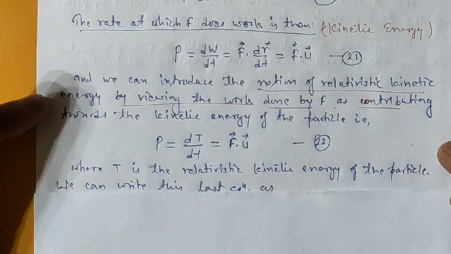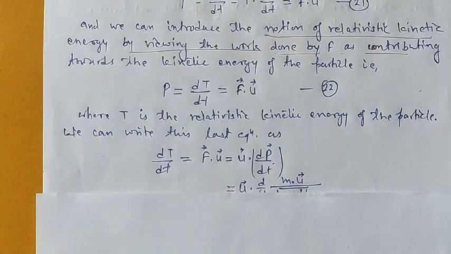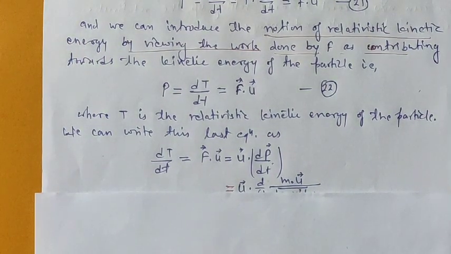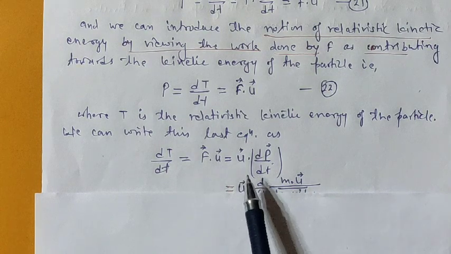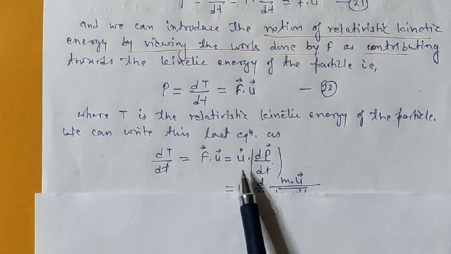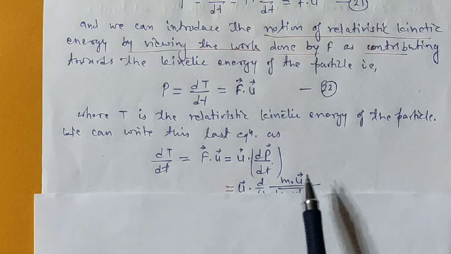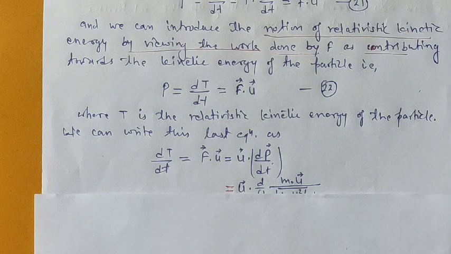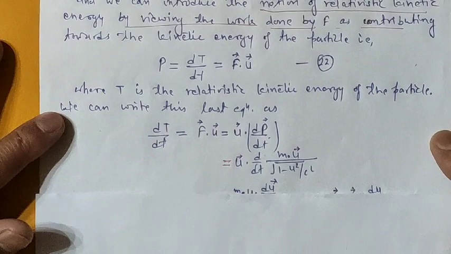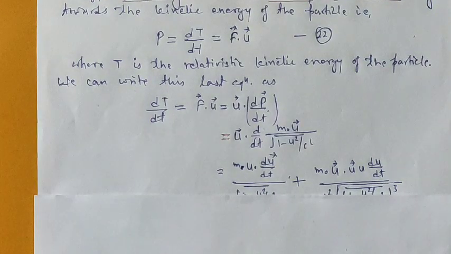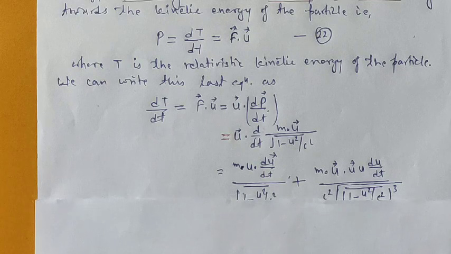We can write this last equation as dT by dt equals F dot u, and because the dot product is commutative, I can write u before F, and F I know from equation 19 is dp by dt, where p is the relativistic momentum. As we know, the relativistic momentum is p equals m naught u divided by the square root of 1 minus u squared over c squared. Now we simply take the derivative of it.